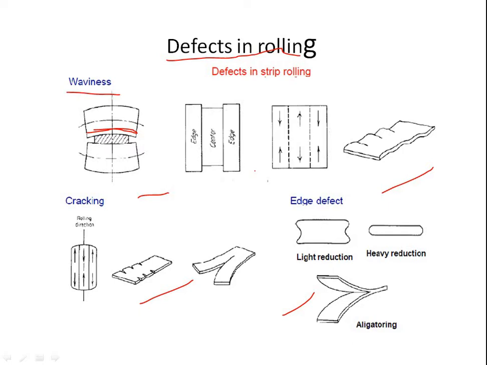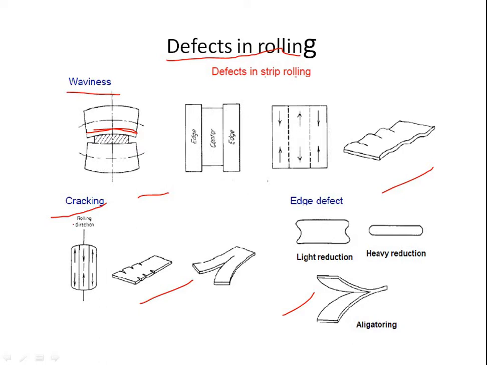Next one, defects due to inhomogeneities in deformation. The result is a defective shape and flatness of the rolled products, which in turn develop various types of cracks. Next we will be discussing about cracking. How does cracking occur? The defective shape and flatness of the rolled products in turn develop the various types of cracks.